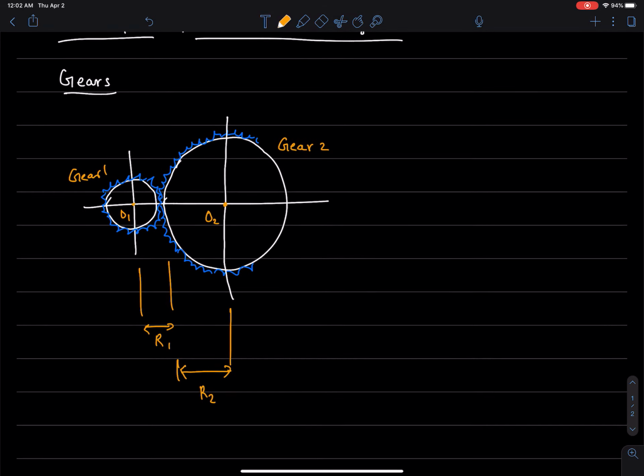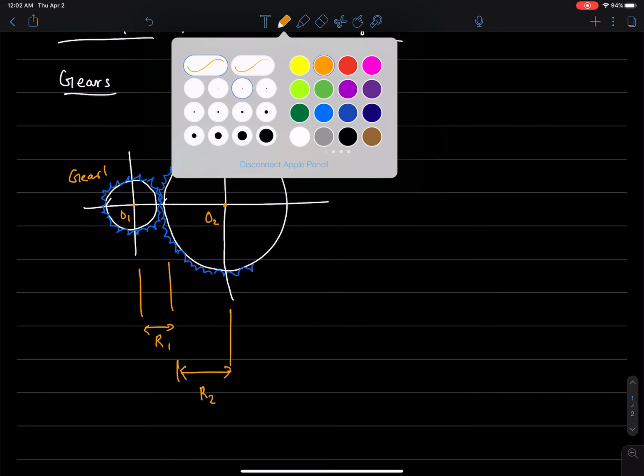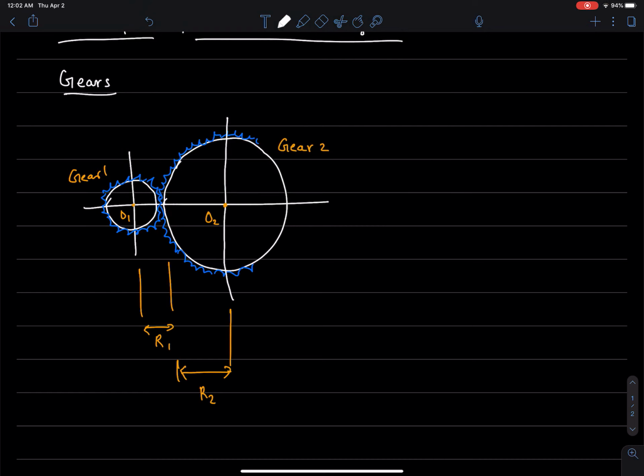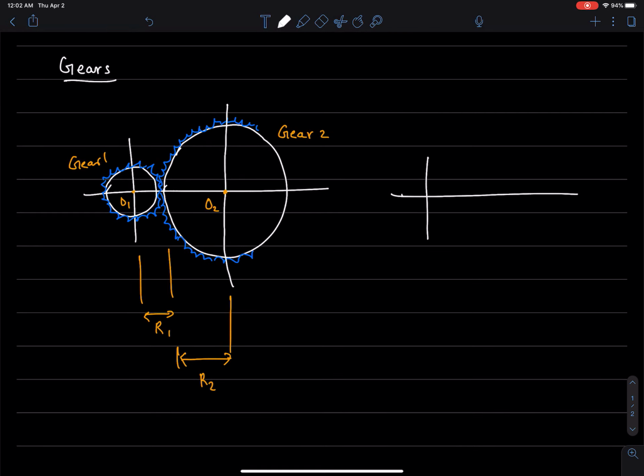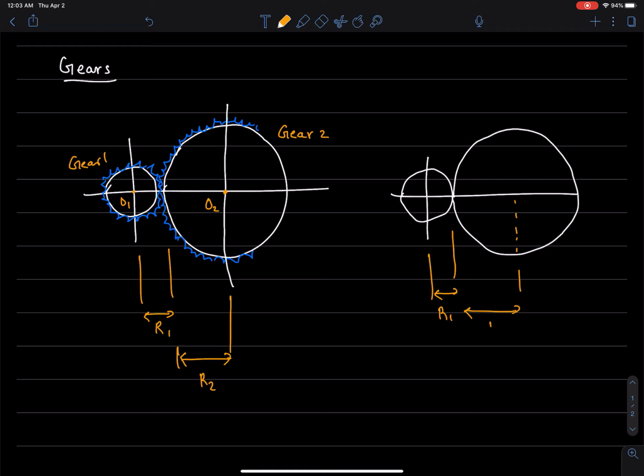Let me redraw the gears, but without drawing all the teeth so that the picture is a bit clearer. So I'm just redrawing essentially the same thing, but without the gear teeth. So that's gear 1, and that's gear 2, and everything is the same. I'm going to call this R1, and this thing is R2, the radius. This point is O2, this point is O1.